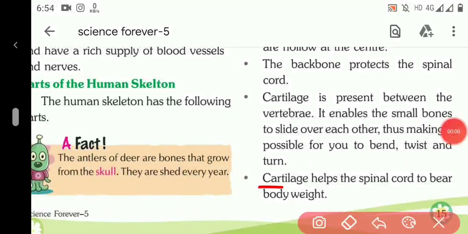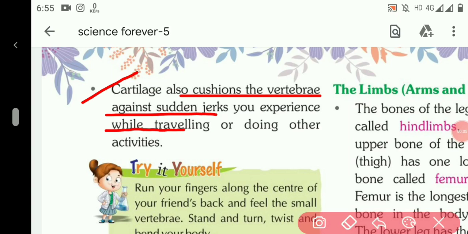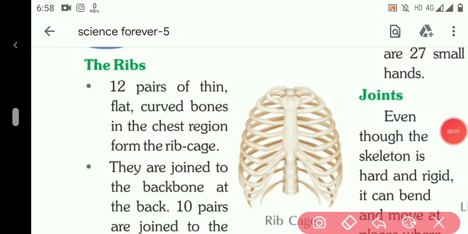Cartilage also helps the spinal cord to bear body weight. Cartilage also cushions the vertebrae against sudden jerks you experience while traveling or doing other activities. The third important part of the human skeleton is the ribs.